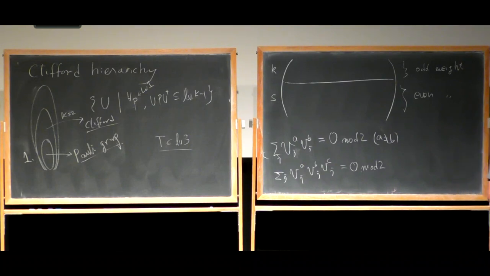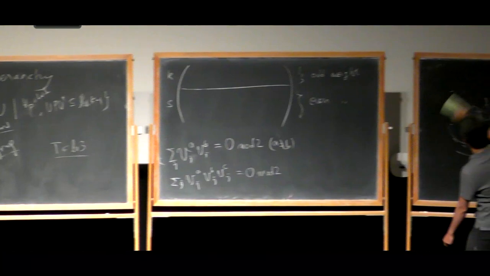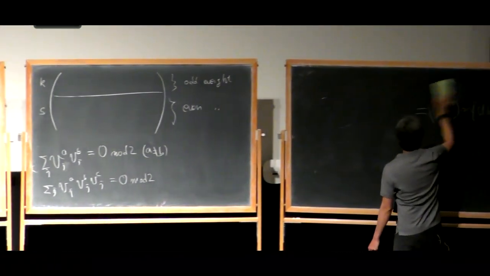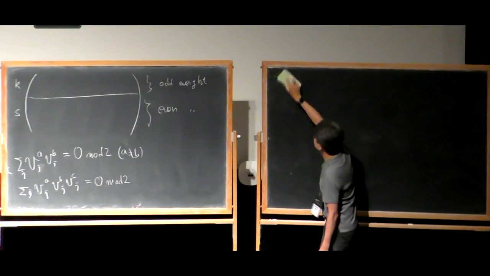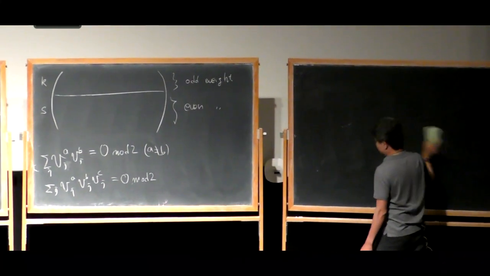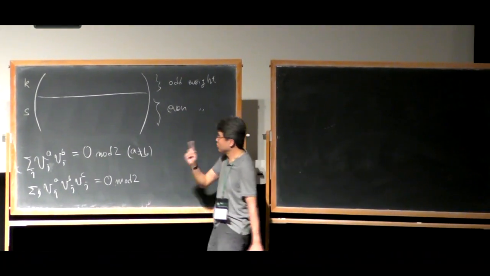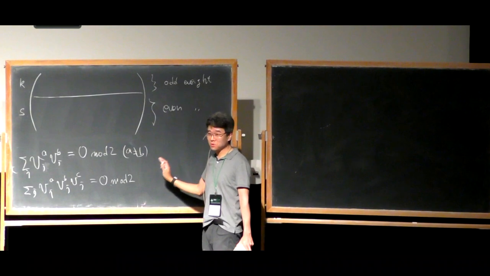So this is another instance where 2 is very different from 3. Like 3-SAT is NP-complete, but 2-SAT is easy. The 2-local commuting Hamiltonian problem is easy, 3-local harder, and so on. So this is another instance. And, well, to be frank, this is the definition of a triorthogonal matrix.